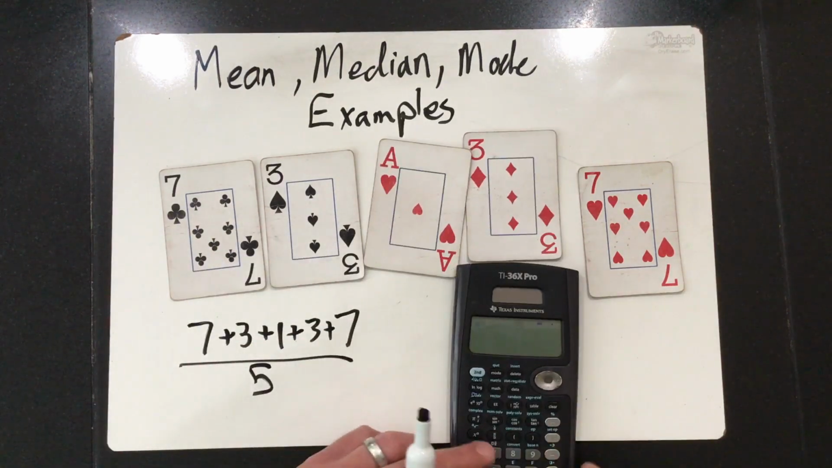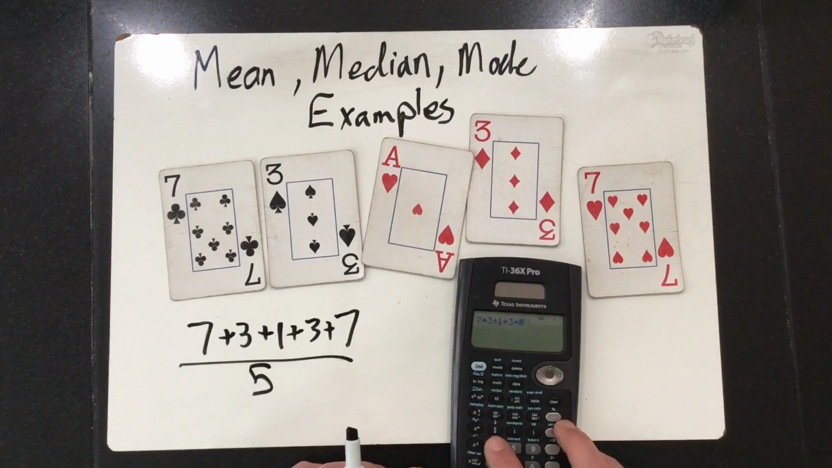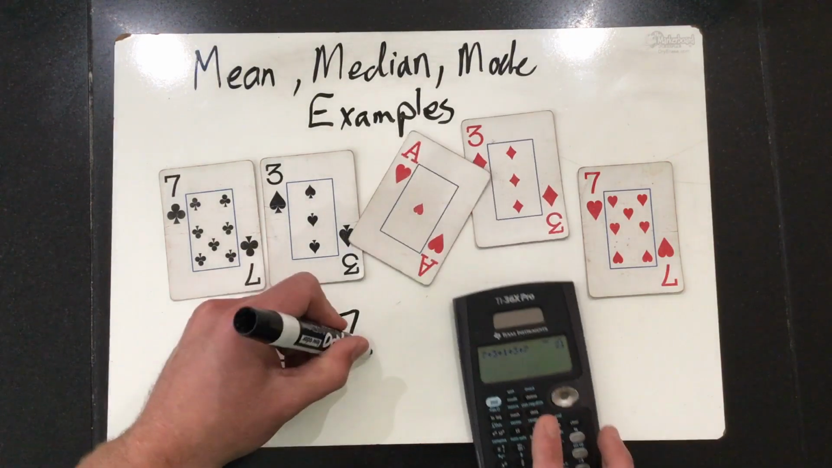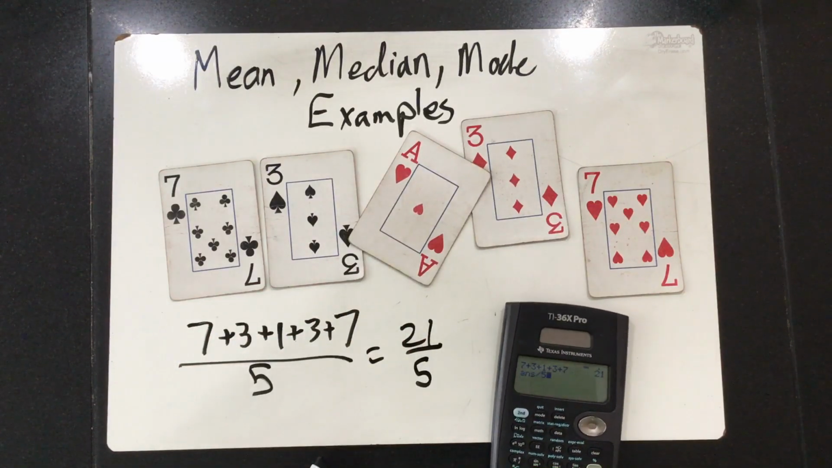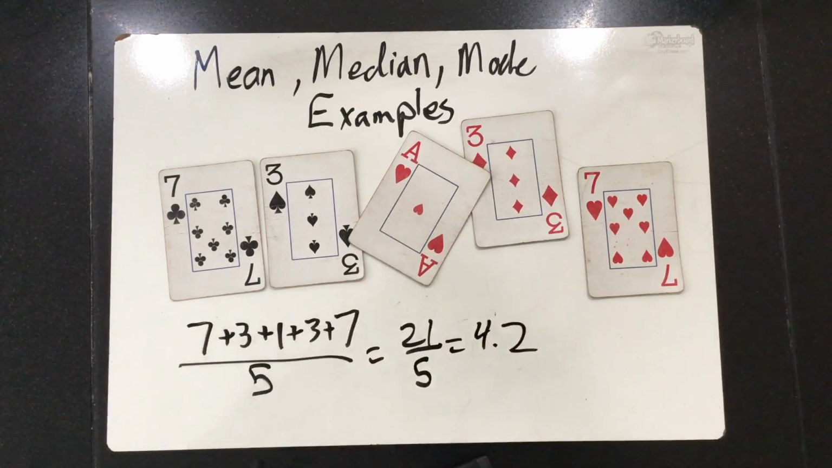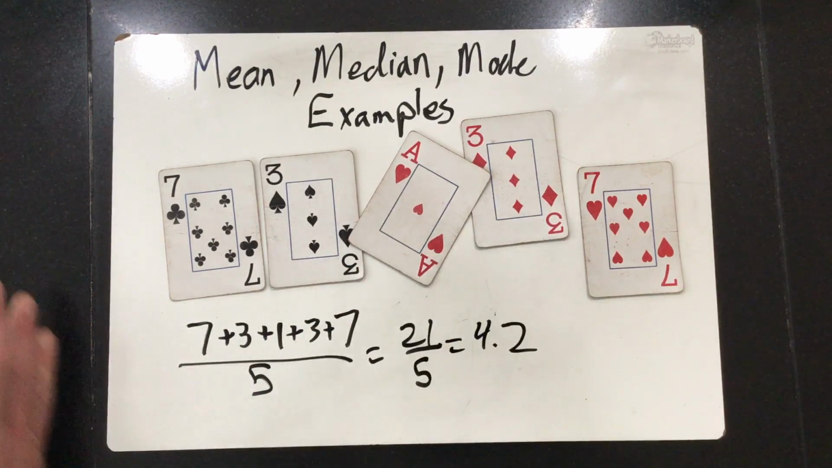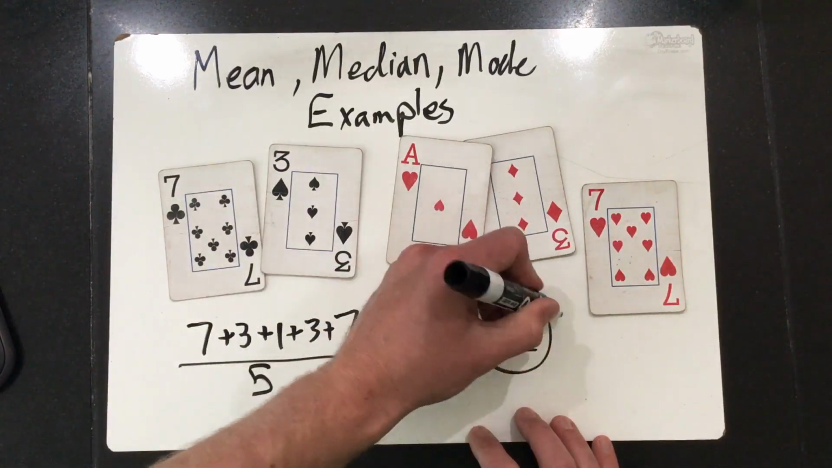So now let's find the mean of these numbers. Again, we'll go 7 plus 3 plus 1 plus 3 plus 7. And that gives us 21 over 5. Divide by 5, and we get 4.2. That is our mean.